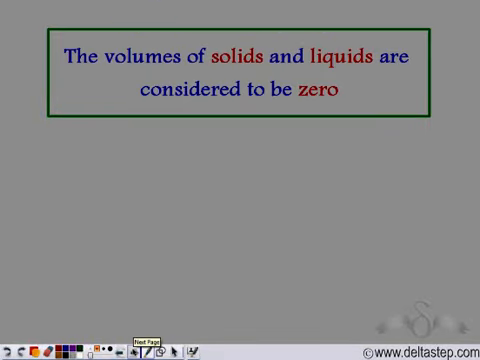The volumes of solids and liquids are taken to be 0. This is because if there is some amount of heat given, the change in the volume of gases is remarkable. Even a little heat supplied to gases changes its volume to a large extent. But a little heat does not change the volume of solids or liquids. So the change in the volume of solids and liquids is quite negligible. That is why the volumes of solids and liquids are considered to be 0. And we always take into account the volumes of the gases.